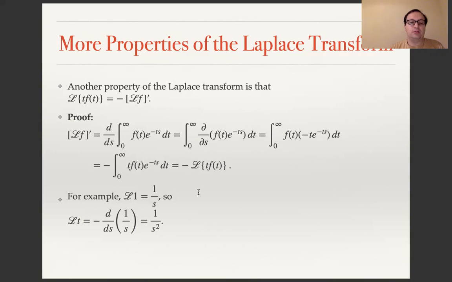So now let's do a sample computation with this formula. We know that the Laplace transform of the constant function 1 is 1 over s. So the Laplace transform of t is minus the derivative of 1 over s. Since the derivative of 1 over s is minus 1 over s squared, this means that the Laplace transform of t is 1 over s squared.